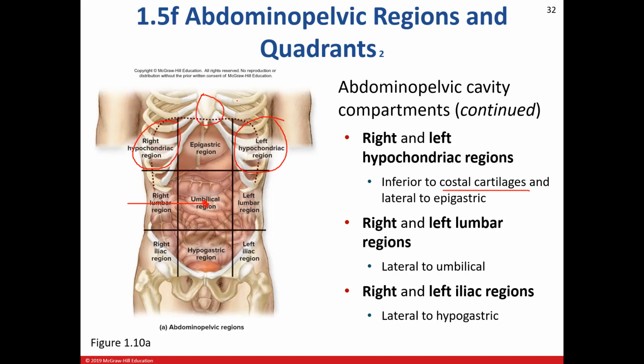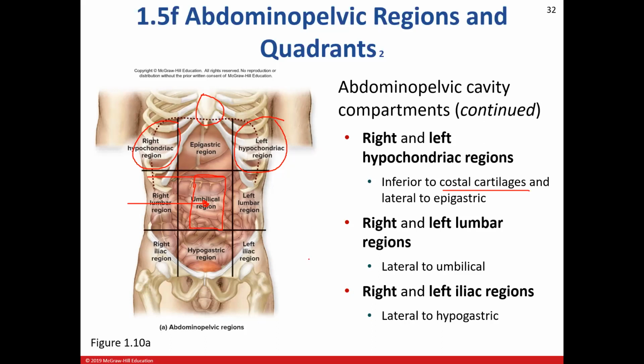So the right and left hypochondriac region is going to be on either side of the epigastric region. Then you can see on either side of the umbilical region, we have our left and right lumbar regions. Well, that makes sense because your lumbar spine, you'll learn later on, sits directly back here. So the lumbar spine is your low back. And on either side of the umbilical region, those are referred to as the right and left lumbar regions.